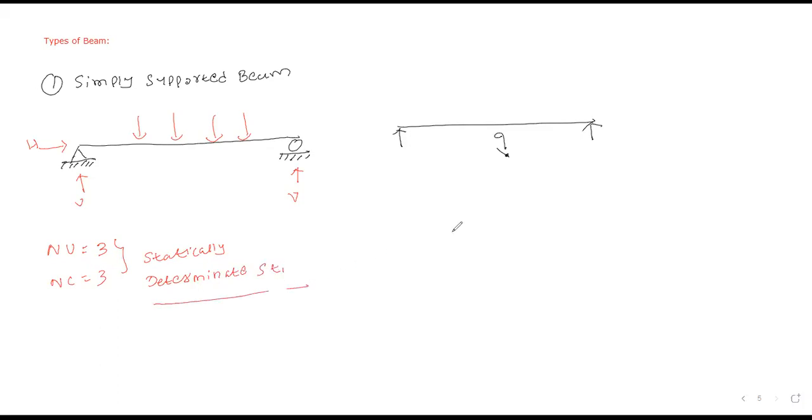Simply supported beam is a statically determinate structure. Now tell me how can I say this is the simply supported beam? Are you able to say this is determinate or indeterminate from this arrow only? Can I represent just like this?